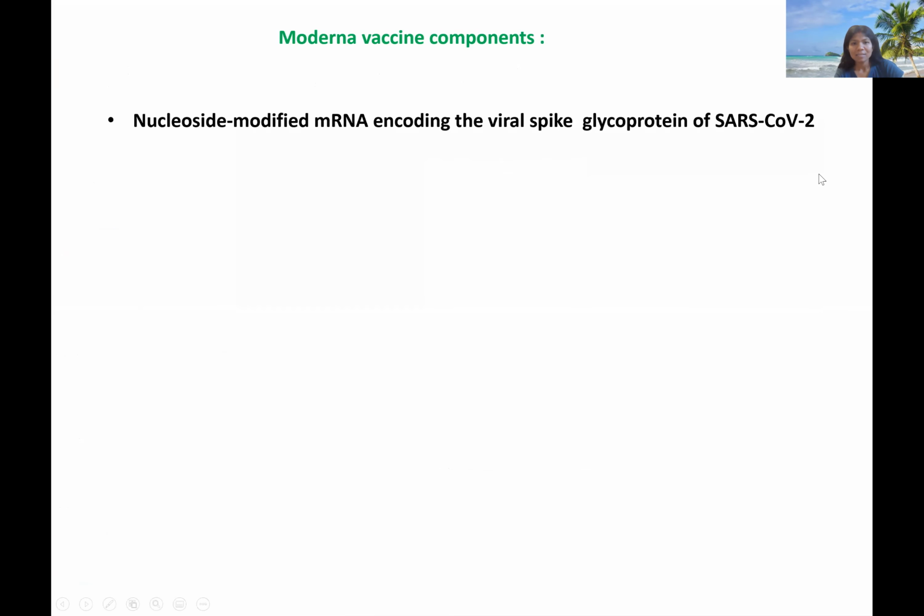First, it has a similar mRNA, which encodes the viral spike protein of the SARS-CoV-2 virus. This is similar to the Pfizer vaccine. This is the biological ingredient. It is the main ingredient. Okay, the messenger RNA, which the scientists have decoded.